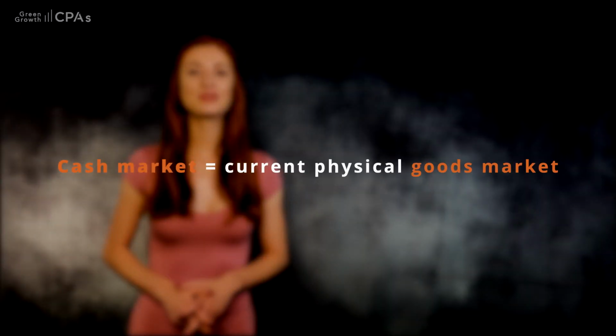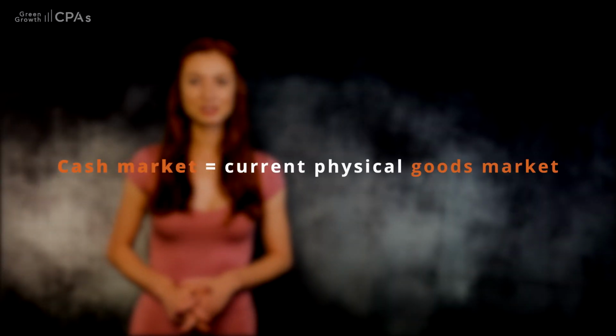It is important to make the clear distinction between cash markets and forward markets to understand how price risk management tools are used. The cash market refers to the current physical goods market. These transactions take place at specific locations and are immediately settled, so that the cash and the commodity are exchanged concurrently. The majority of current cannabis transactions occur in the cash market.